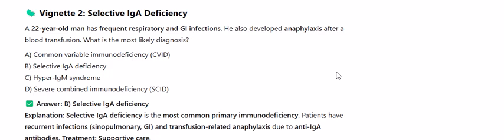Explanation: Selective IgA deficiency is the most common primary immunodeficiency. Patients have recurrent infections, sinopulmonary and GI, and transfusion-related anaphylaxis due to anti-IgA antibodies. Treatment: supportive care. Vignette 3, Hyper IgM syndrome.